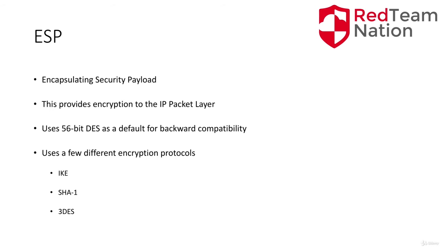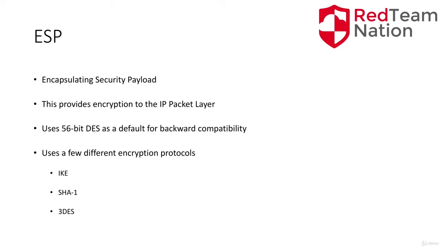Now, ESP, or encapsulating security payload, is going to be your most commonly used protocol with IPsec in an IPsec-based tunnel. What this does is provide encryption at the IP packet layer. It uses 56-bit DES by default for backwards compatibility, just so that any legacy devices can handle at least the base level of encryption, so something's there.